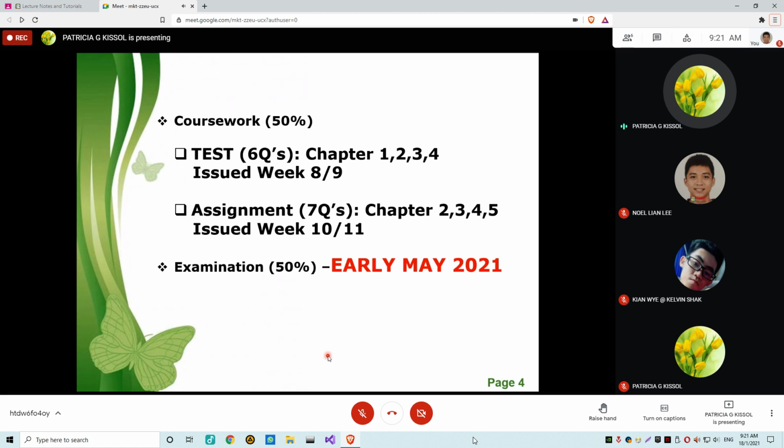So all this, considering that we're still under MCO, will definitely be done online. And we have experienced that when we did the discrete mathematics subject in first semester. Yeah, so it will be conducted similarly. And the final examination, which is expected early May 2021, would contribute the 50% in your final grade. So coursework 50%, examination also 50%. Okay, any question for now?